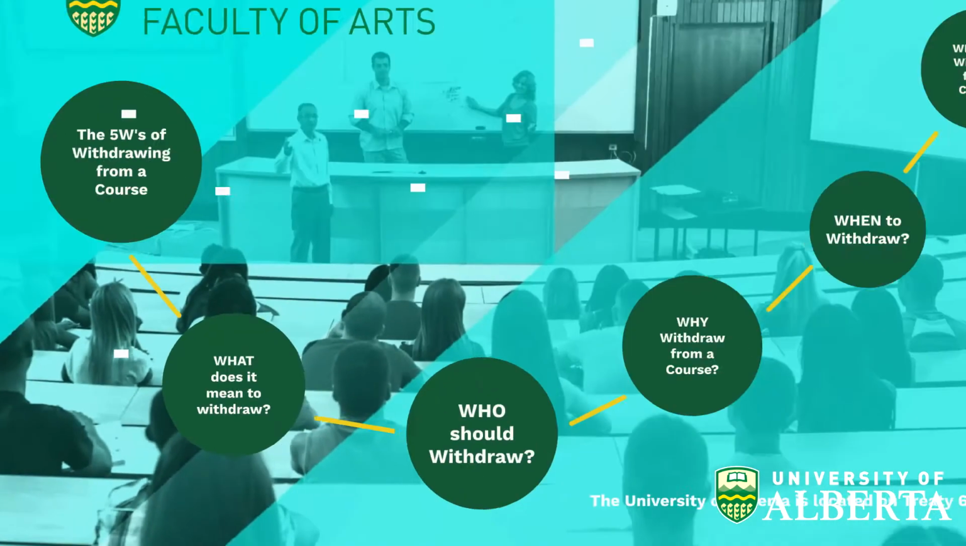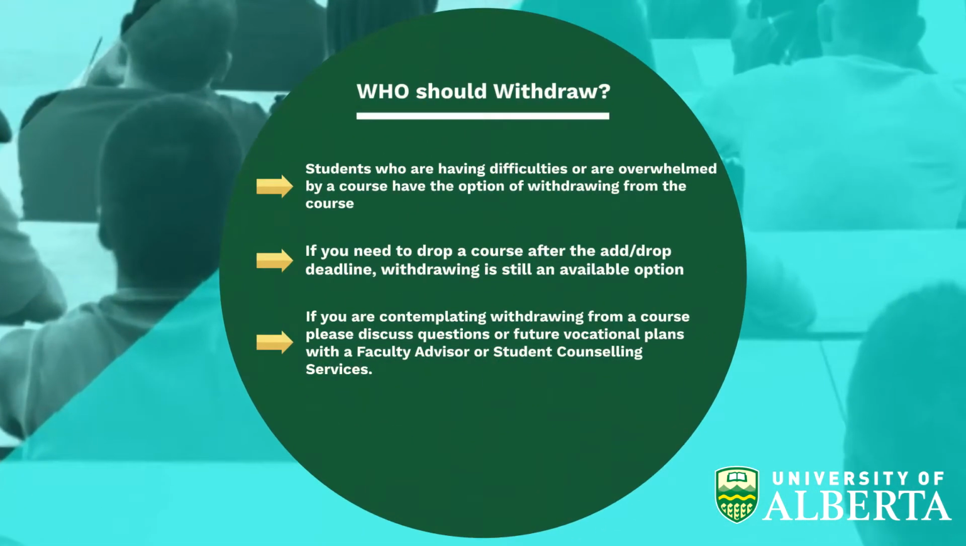We will now be addressing who should consider withdrawing from a course. This is most frequently applicable to students who are having difficulties or are overwhelmed by the course load and are at risk of failing. Students should always be aware of the add drop deadline in which they can drop courses without receiving a W. But if the add drop deadline has passed, then withdrawing from any course is still an option. If you are contemplating on dropping a class, please speak to a faculty advisor or student counseling services. Every arts student is eligible to withdraw from any course, regardless of academic or personal reasons.